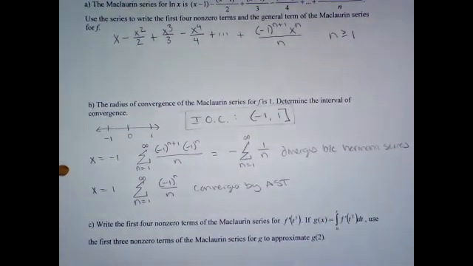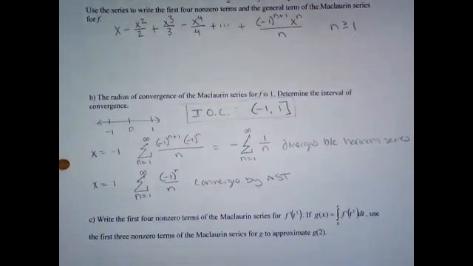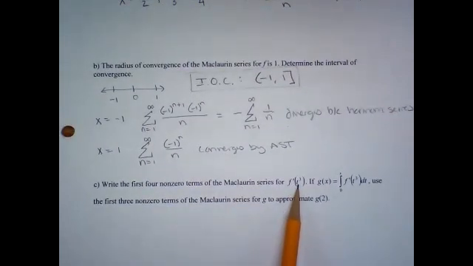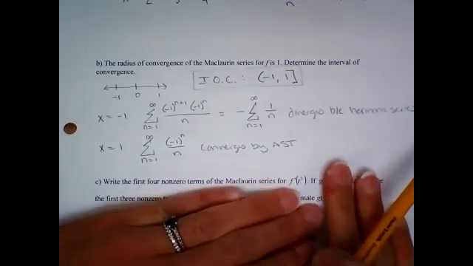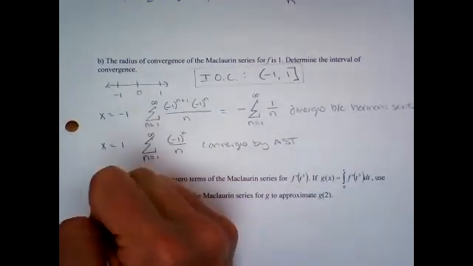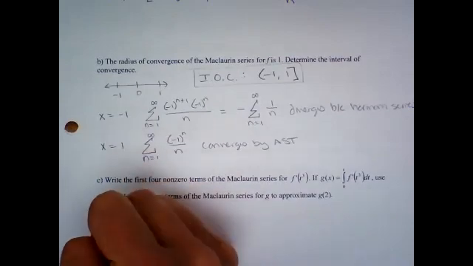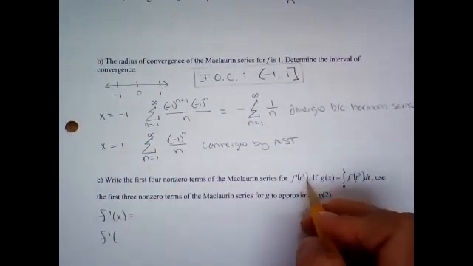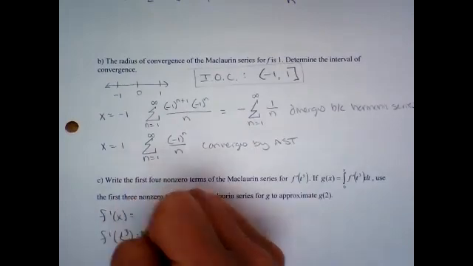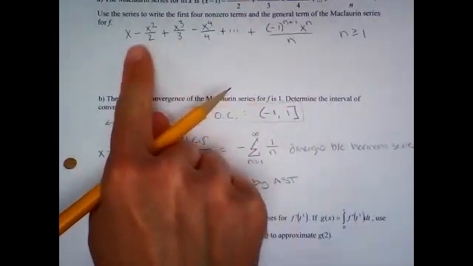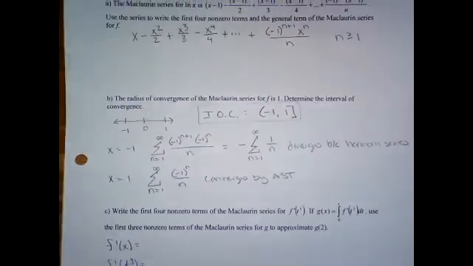And then letter C, write out the first 4 non-zero terms of the Maclaurin series for f prime of t cubed. And then they bring up this g of x thing. So let's just do this part first. So first we're going to find f prime of x, and then we're going to plug in t cubed. So remember, this is f of x. We're going to do the derivative of that.